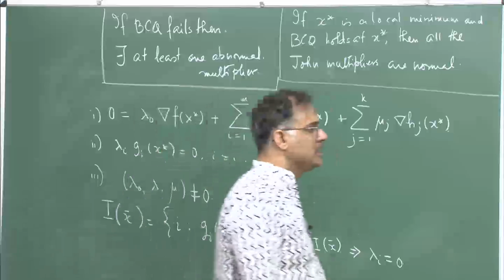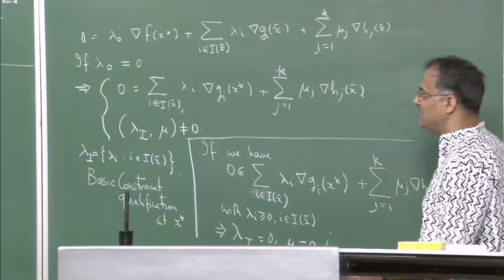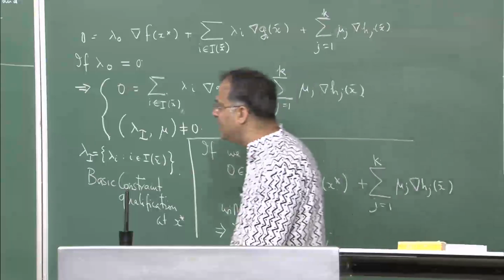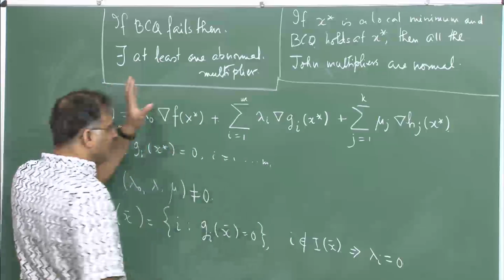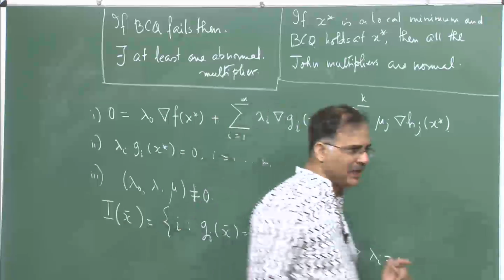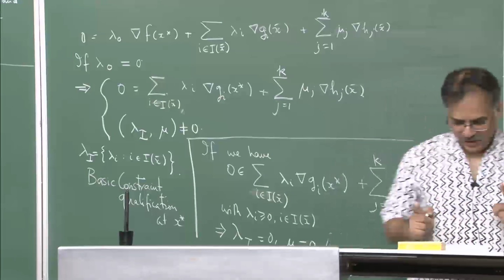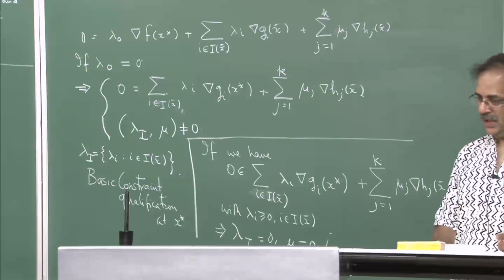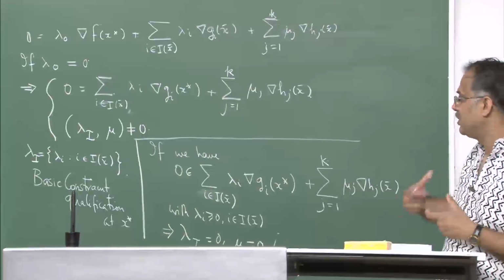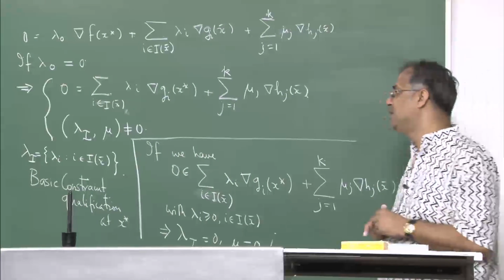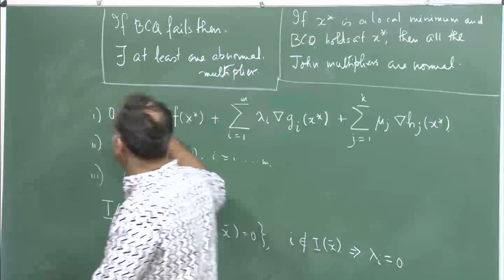Now the interesting question is, if I have a situation where my BCQ has failed and I know that there exists an abnormal multiplier, can I still say or show by an example that even if I have an abnormal multiplier, I can find another set of multiplier vectors, another set of lambda naught, lambda, mu, for which lambda naught would be strictly greater than 0, corresponding to the same point x star. So if BCQ fails, we say x star is an irregular point.